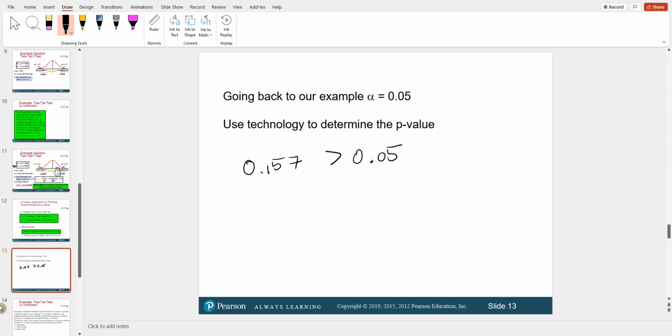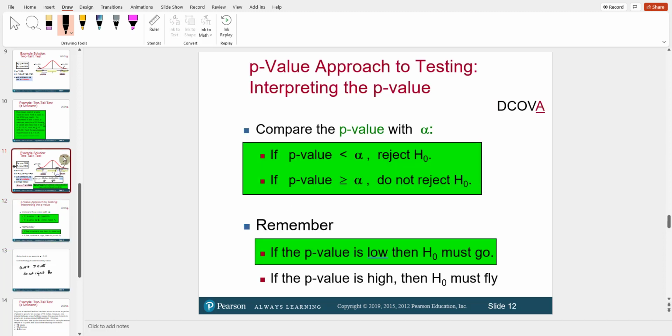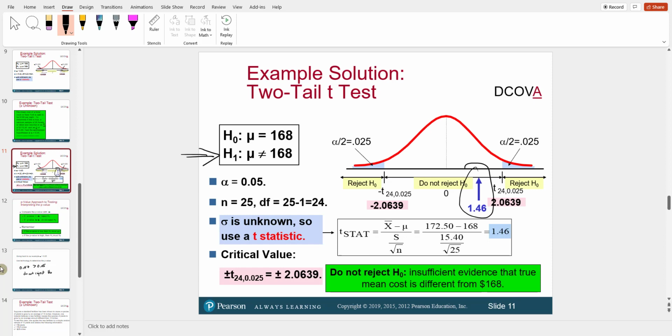So do not reject. When I do hypothesis tests, I usually just look at the p-value. I don't really get into the t-statistic and the critical values. You know, I don't look at the tables. I just go straight to the p-value. So you do not reject the null. This is just a quick way of doing it. And that's the same conclusion that we got here. Do not reject.